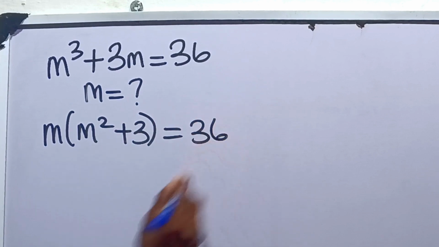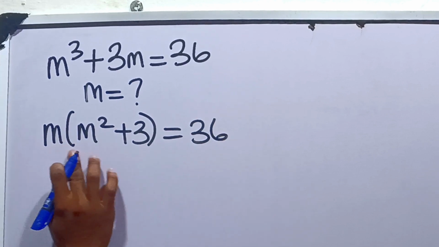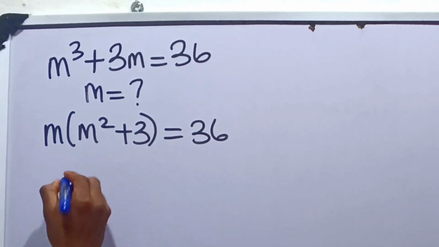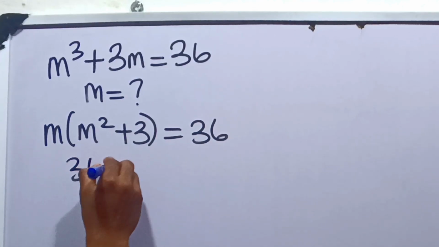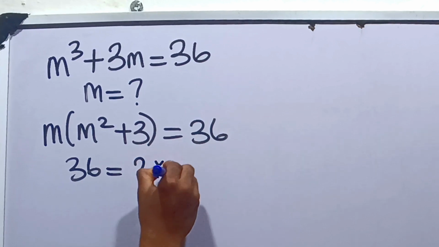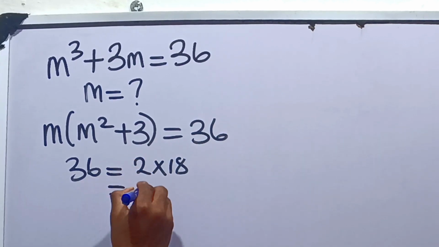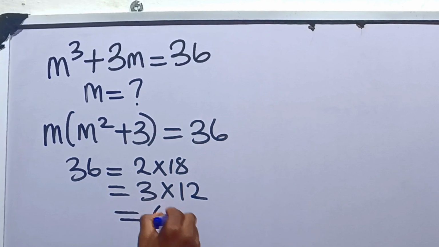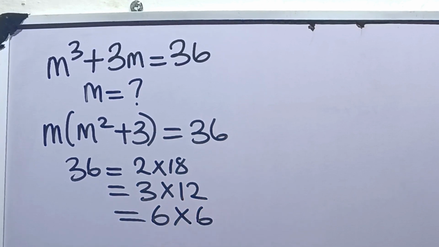Okay. Now the product of m times (m squared plus 3) is 36. So it means that you write out the multiples of 36. So the multiples of 36 are 2 times 18, 3 times 12, and 6 times 6. Okay, let's just go with this for now.